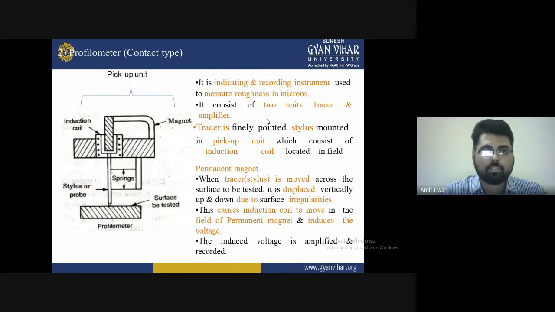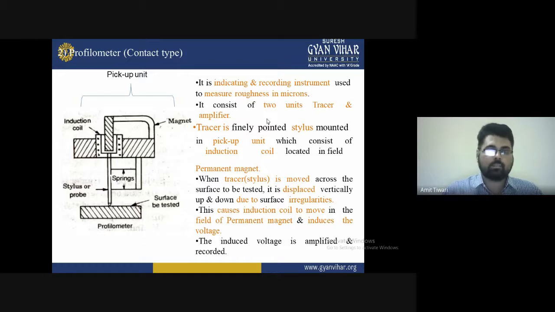Another one is the profilometer, which is generally used. It is an indicating and recording instrument used to measure roughness in microns. It consists of 2 units, a tracer and an amplifier, as shown in the diagram. The tracer is a finely pointed stylus mounted in the pickup unit, which consists of an inductor coil located in the field of a permanent magnet. When the tracer stylus is moved across the surface to be tested, it is displaced vertically up and down due to the surface irregularities. These cause the inductor coil to move within the field of the permanent magnet and induce a voltage, and the induced voltage is amplified and recorded.